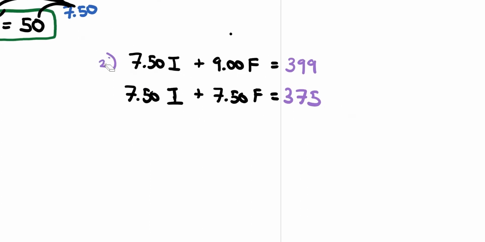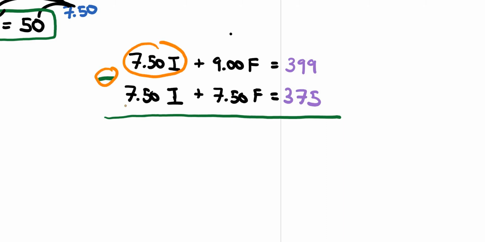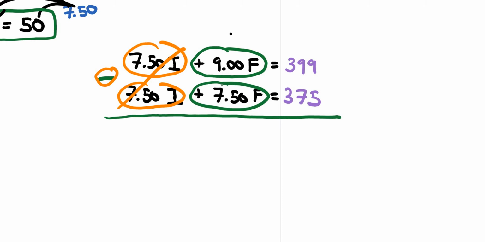All right, so there you go. There's my new system, my system of linear equations here, and I can solve this by subtracting, right? So remember, if I do 7.50I minus 7.50I, the I is canceled. If I do $9 of French coffee and subtract 7.50 of the other French coffee, so 9 minus 7.50, this is going to be $1.50F.